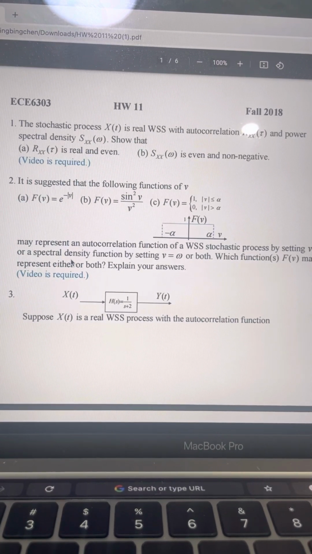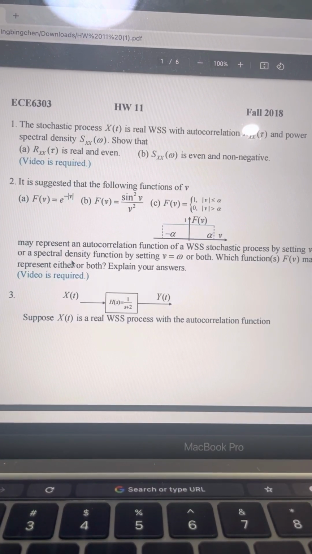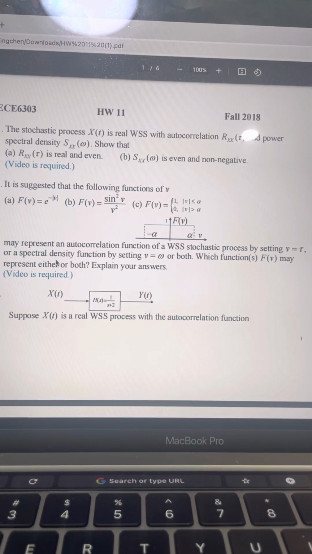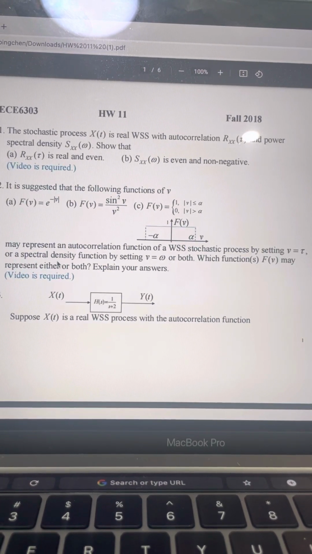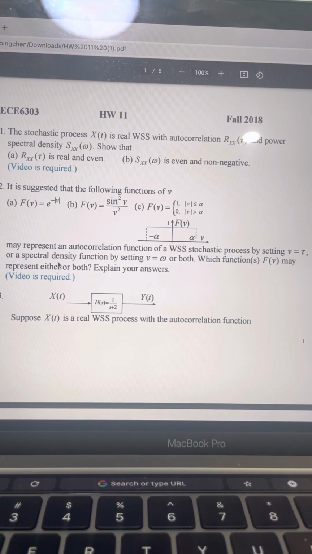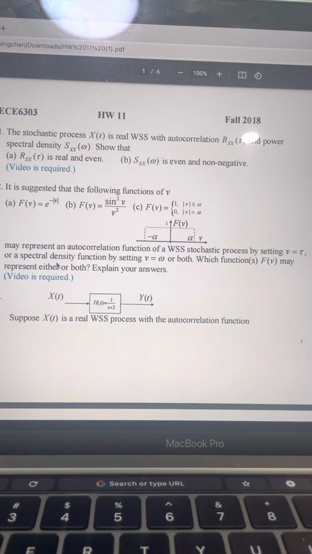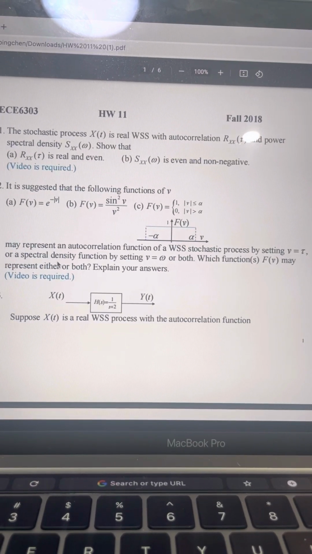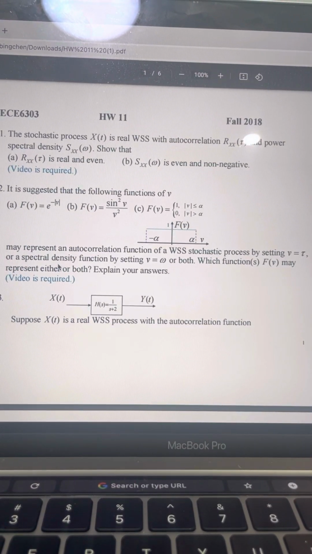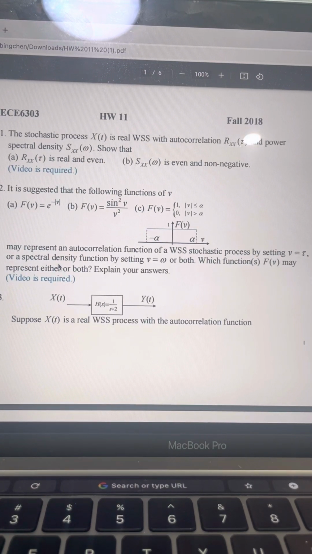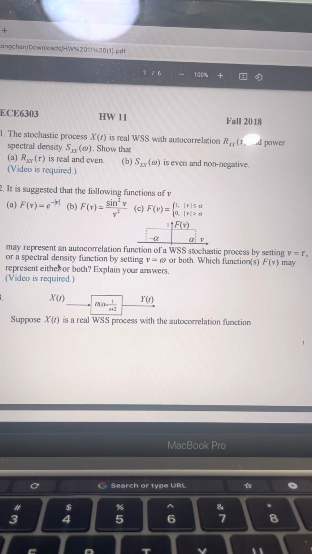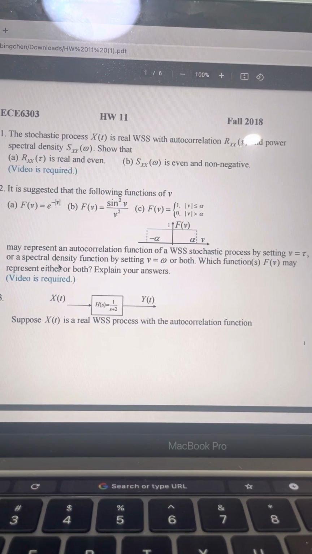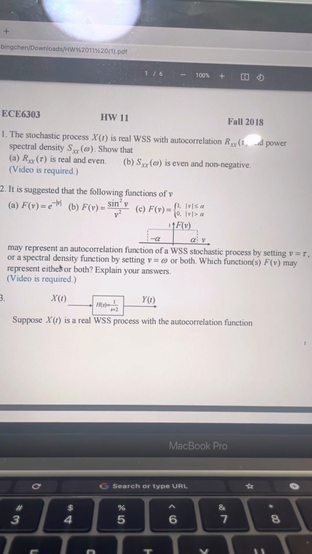So the above functions may represent an autocorrelation function of a WSS stochastic process by setting v equal to tau, or a spectral density function by setting v equal to w. So we have to show which functions f(v) may represent: either it's an autocorrelation function of a stochastic process, or it's a spectral density function, or it represents both.